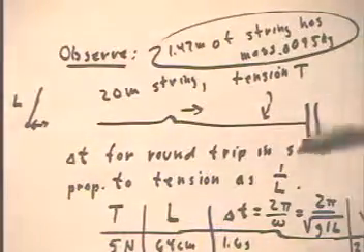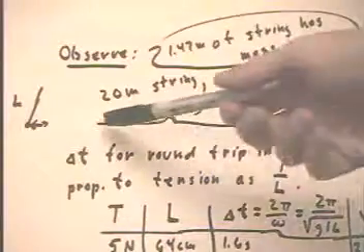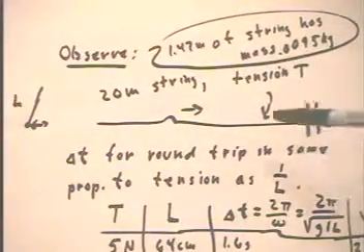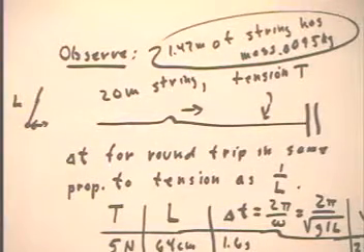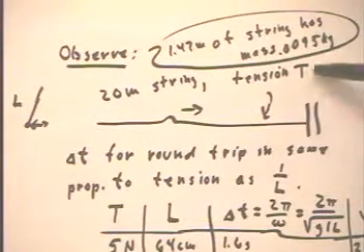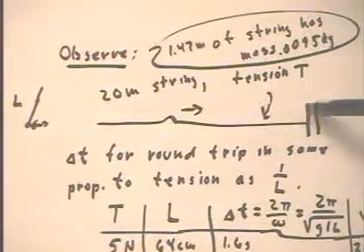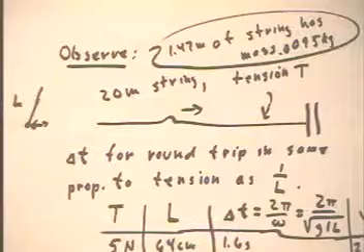In our observations of a string, we had a 20-meter string under a tension that we call T. This is a tension that was created by stretching out one rubber band to a known length.